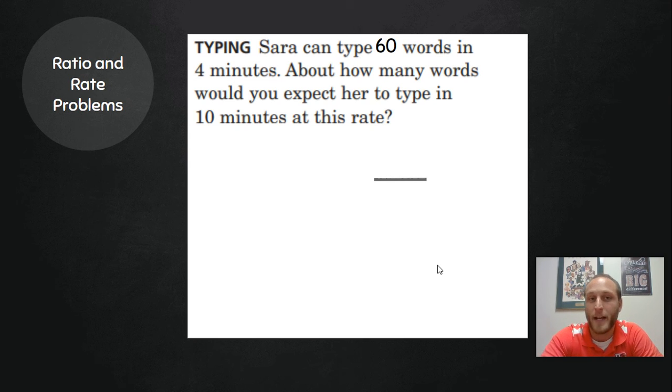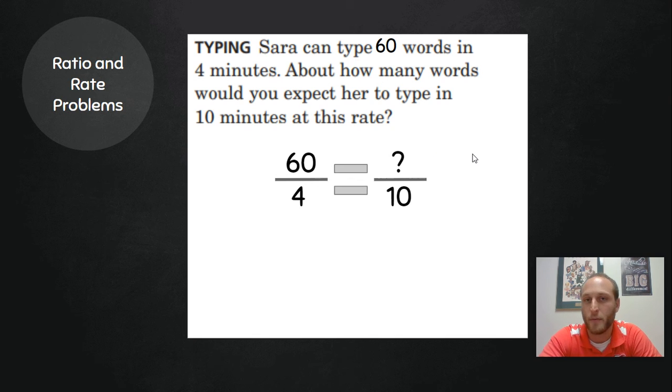Ratio and rate problems. This is the final one that we're going to talk about today. So Sarah can type 60 words in 4 minutes. About how many words would you expect her to type in 10 minutes at this rate? So in this type of problem, you're going to fill in the information with what you have. So I know that she types 60 words in 4 minutes. So I want to figure out 10. Well, in this situation, I don't have an easy pattern to get from 4 to 10, unfortunately. So I need to figure it out another way.